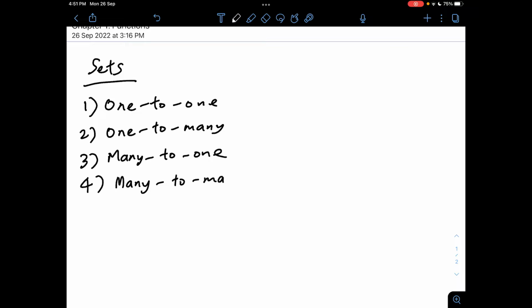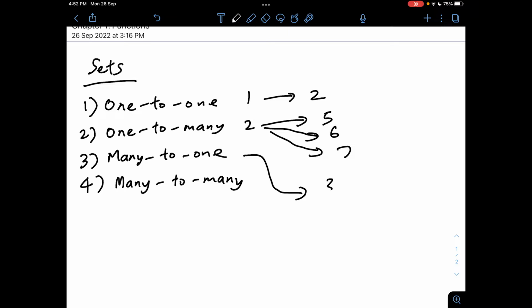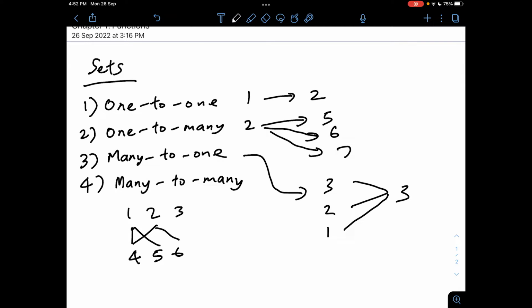A one-to-one relation means that one number can be mapped to another number. For example, maybe 1 can be mapped to 2. A one-to-many relation means that this number can be mapped to multiple numbers. For example, this can be mapped to 5, 6, 7. A many-to-one relation means that a few numbers can be mapped to one number. Okay? A many-to-many function means that many numbers can be mapped to many numbers. For example, one-to-many, and then connecting, and connecting. So this is a many-to-many function. Okay? That's the concept of relations previously taught.